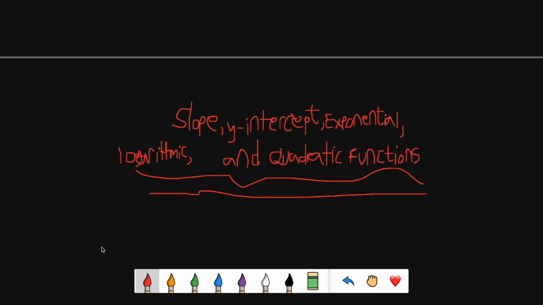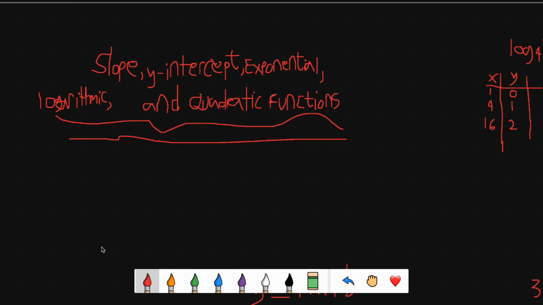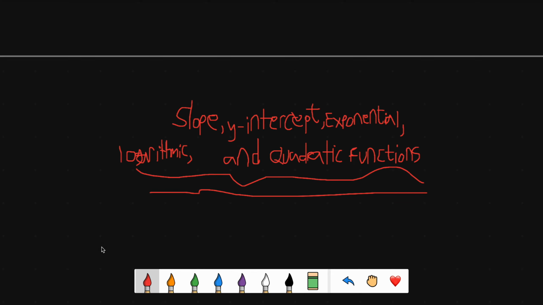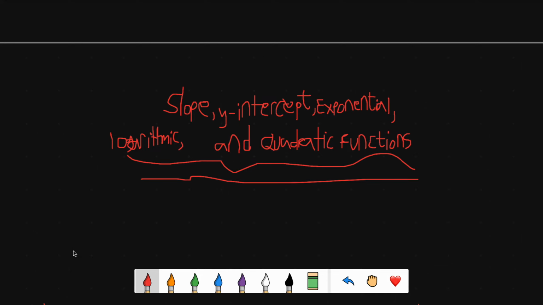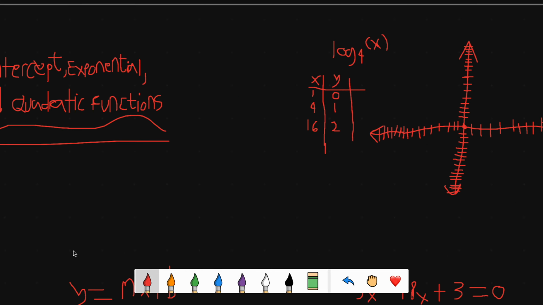Today I'm going to make a video on slope, point, intercept, exponential, logarithmic, and quadratic functions, and about graphing them. So let's get started. Today this is just a basic intro. Not everything is a basic intro; there are also part 2s, part 3s, and it'll get harder and harder. So let's start getting on our first example.